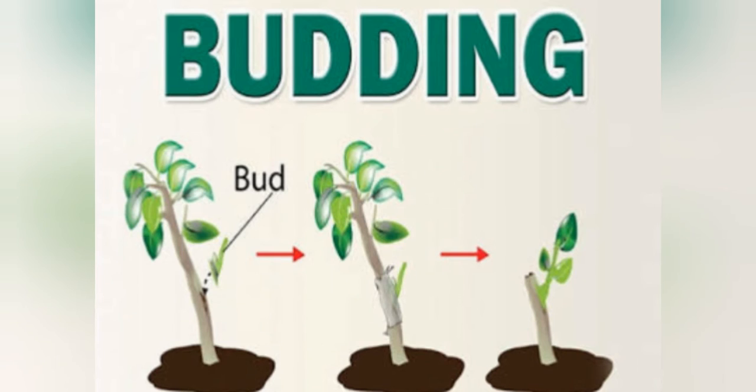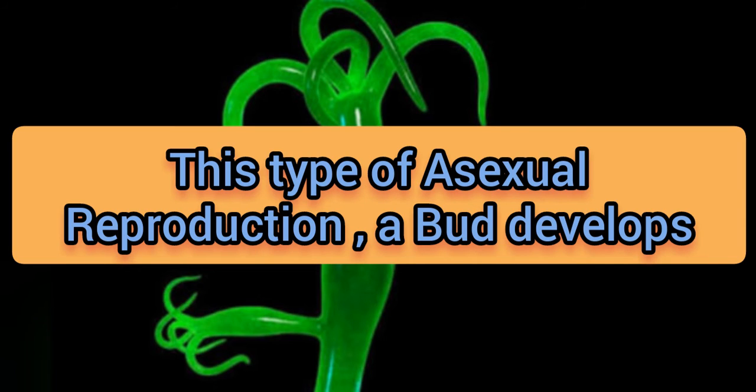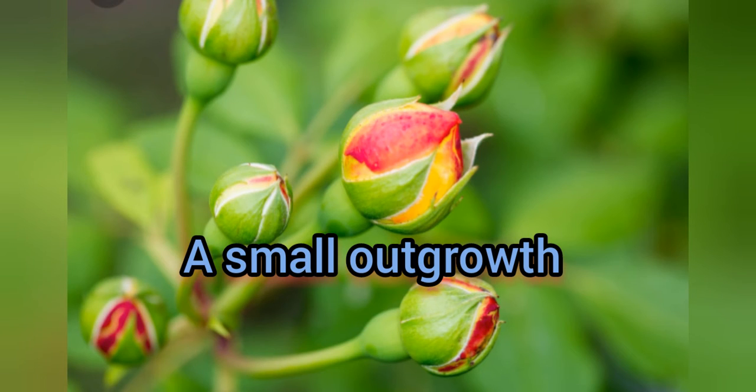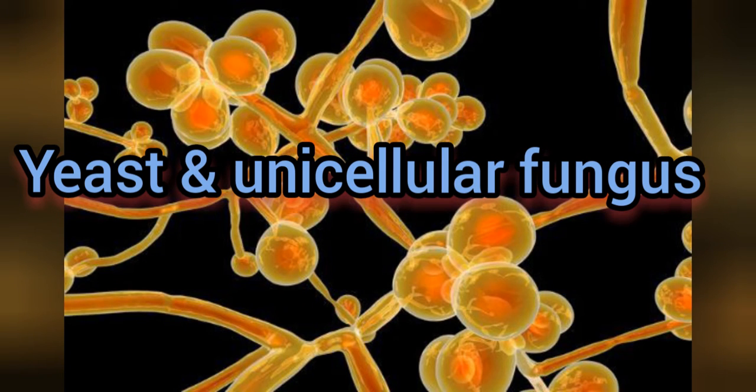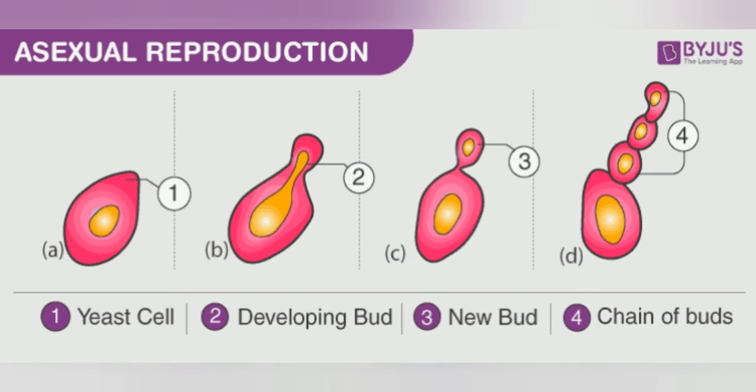Another one is budding. In this type of asexual reproduction, a bud develops. What is a bud? A small outgrowth on the parent's body. For example, in the case of yeast, a unicellular fungus, the bud is formed on one side of the cell. Then cellular division occurs and it develops into a new cell.